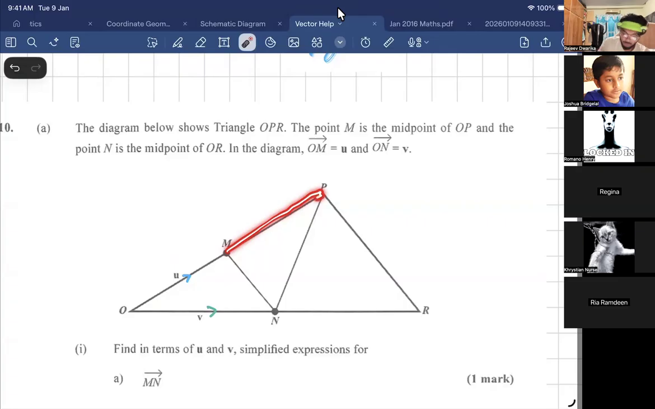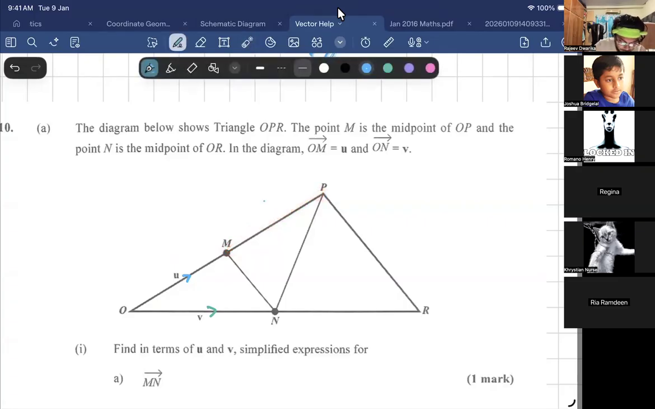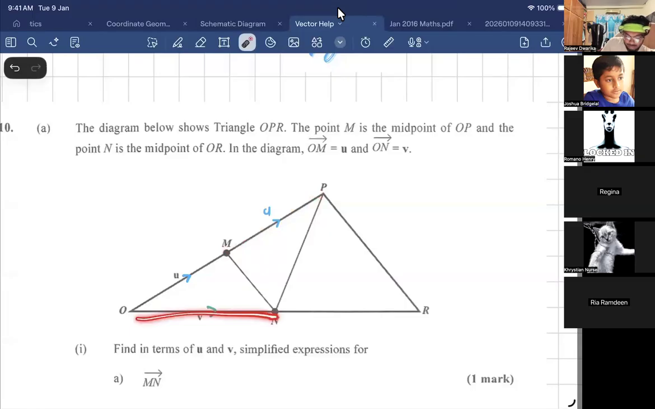U. M to P is U as well. That makes sense, right? Yes. Yeah, that makes sense. All right. And O to N is V.